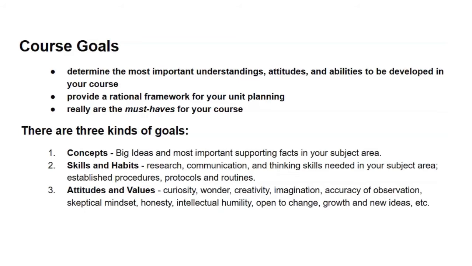Now, there are three kinds of goals: concepts, the big ideas and most important supporting facts in your subject area; skills and habits, research, communication, and thinking skills needed in your subject area; established procedures, protocols, and routines; and attitudes and values, things like curiosity, wonder, creativity, and so on. These are the things that academia highly values and society itself values as well.